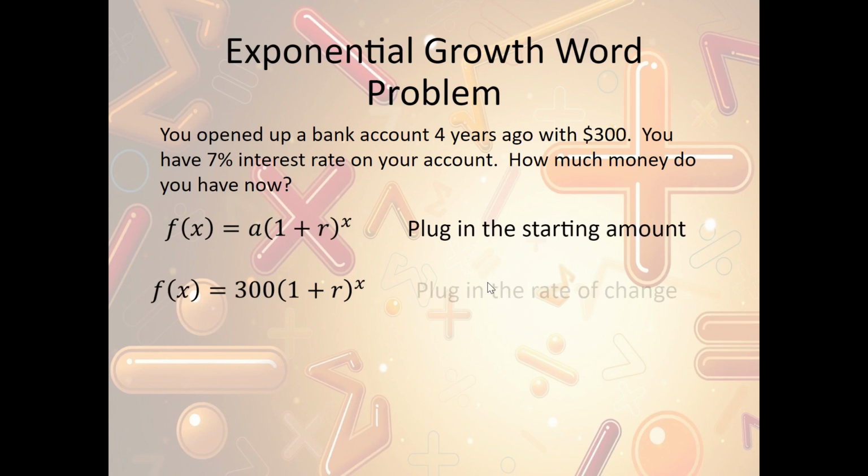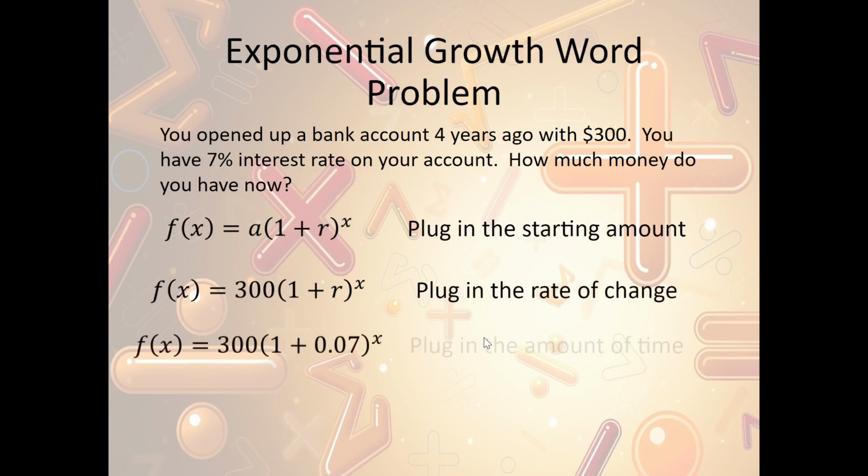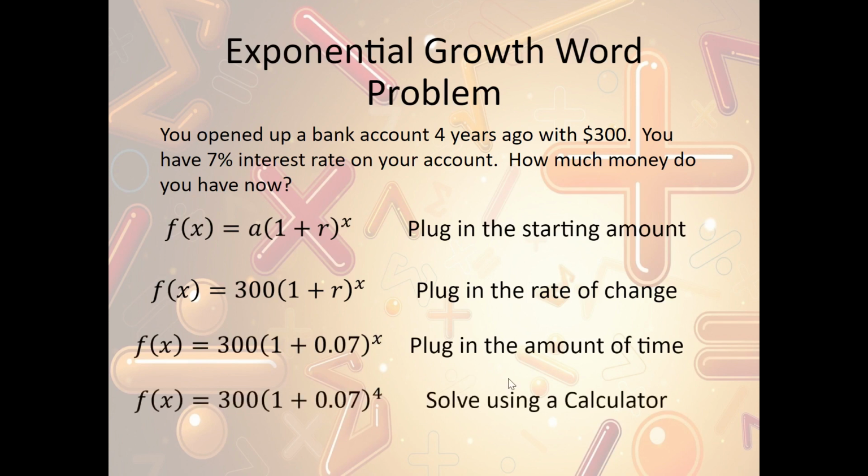Then we're going to plug in our rate of change for R. It says we're going up by 7%. So we move the decimal back 2 places. So that's 0.07 is our rate of change. And then we're going to go by the amount of time. We're going to plug that in. The amount of time was 4 years. So we plug 4 in for X. And then we solve using a calculator. And when we do that, we end up with $393.24.